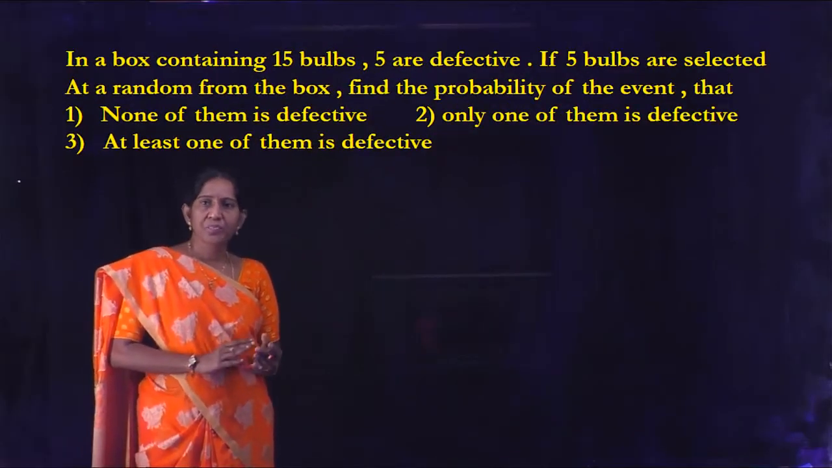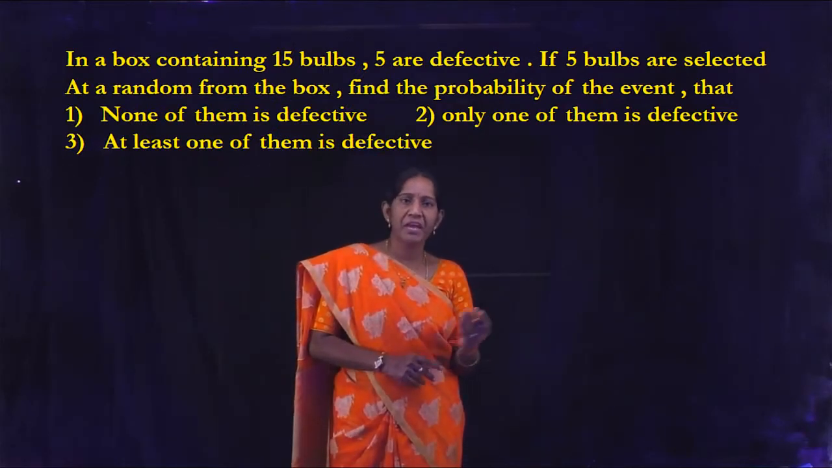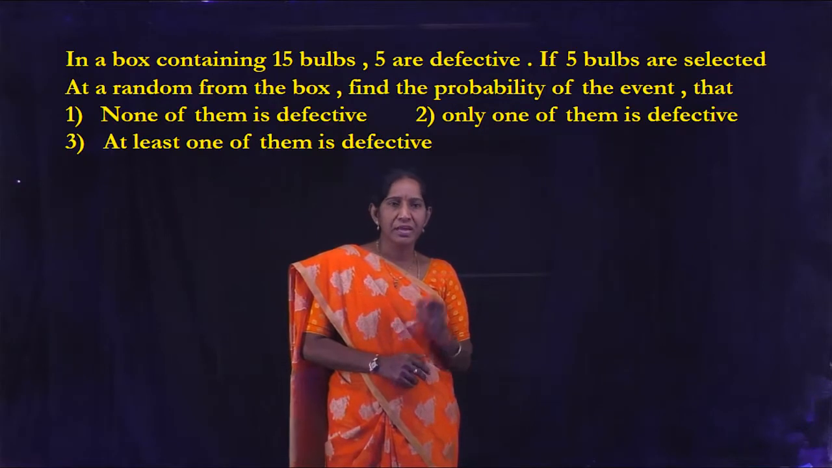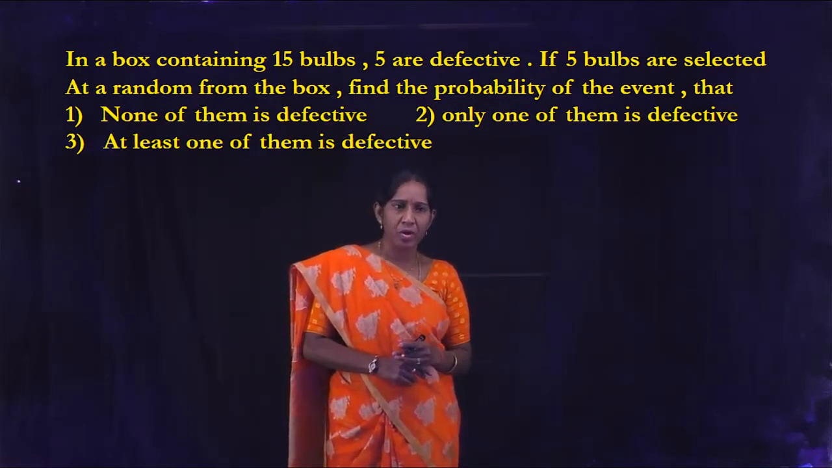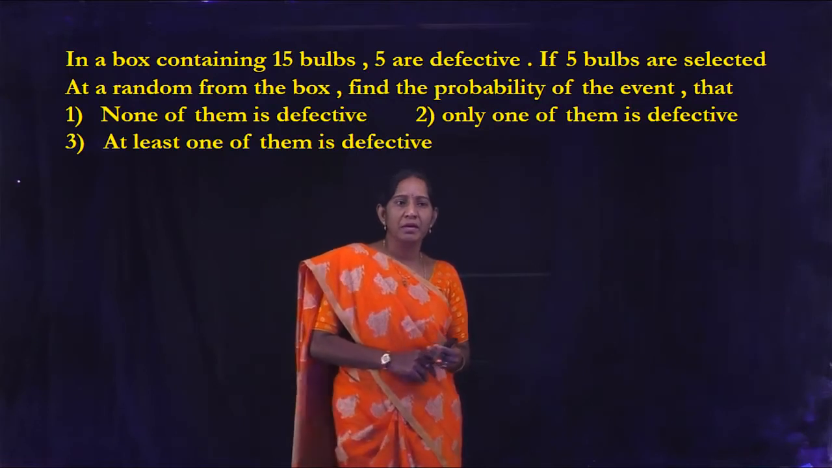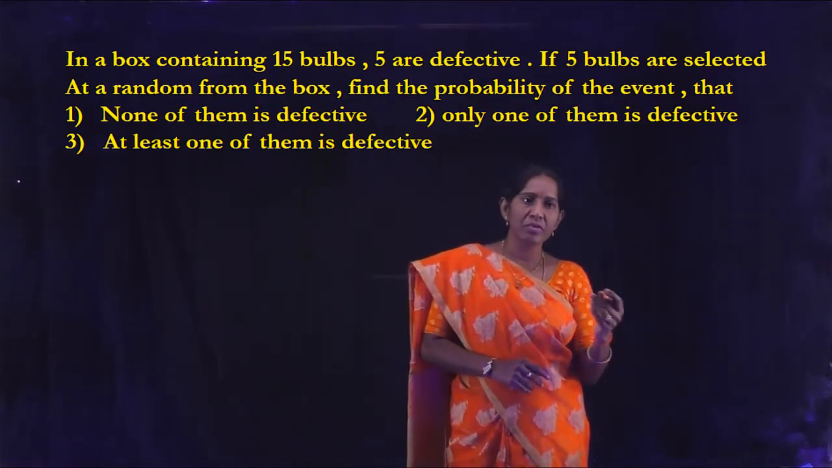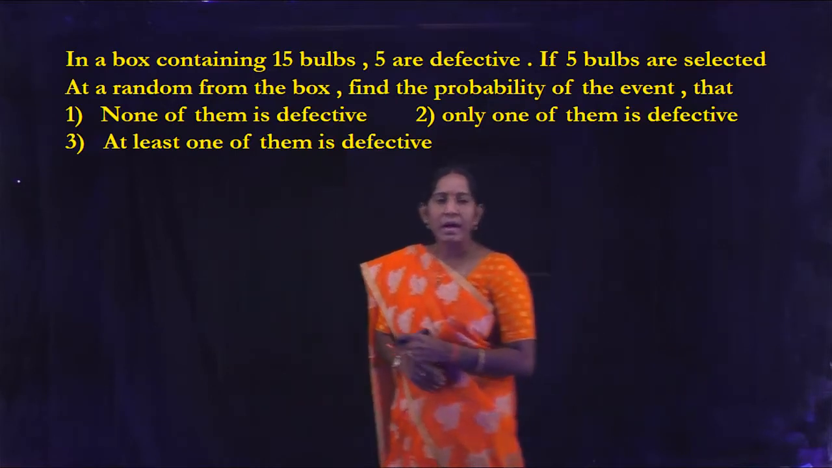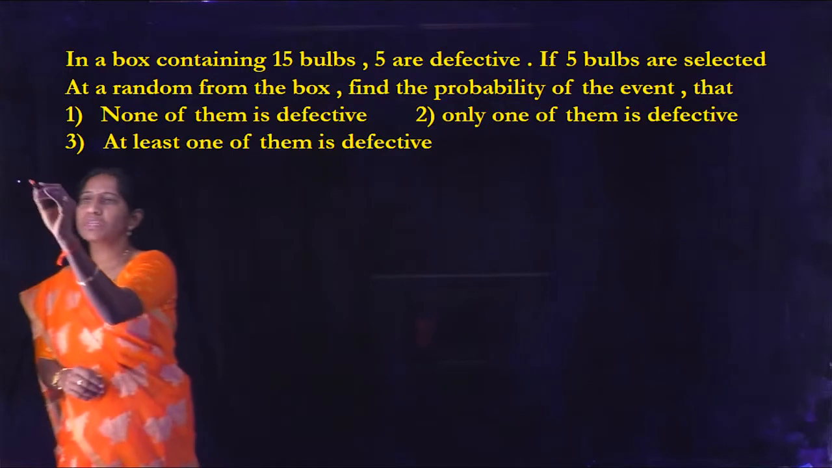Come to the next problem. In a box containing 15 bulbs, 5 are defective. If 5 bulbs are selected at random from the box, find the probability of the event that none of them is defective, only one of them is defective, at least one of them is defective. See the solution of this.